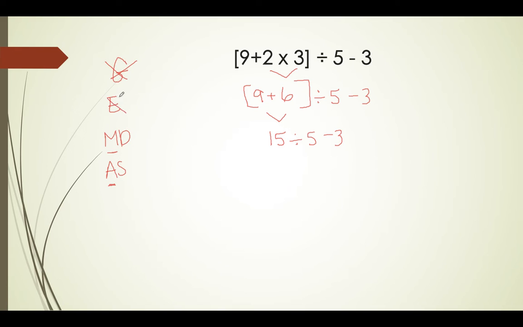I have no exponents. So now I have to look for multiplication or division going left to right. Well, starting from the left, I see 15 divided by 5. 15 divided by 5 is 3, and I'm going to bring down my minus 3. Now at this point, I really don't need my order of operations anymore because I have one operation left, which is 3 minus 3, which gives me a grand total of 0.